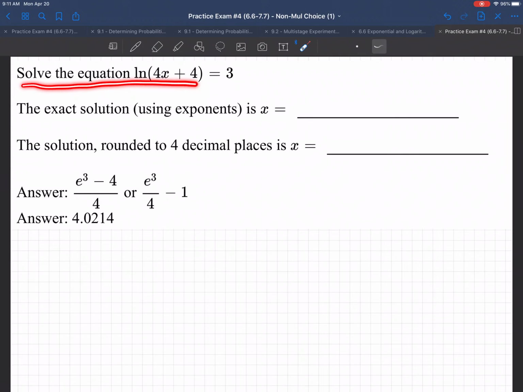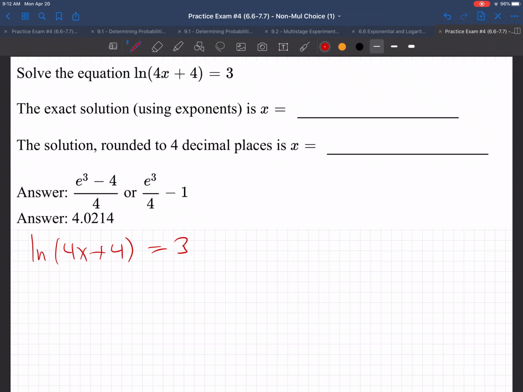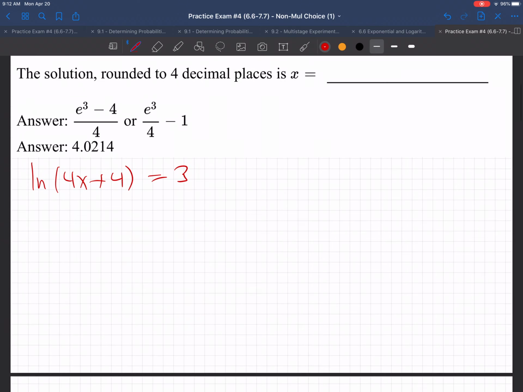Solve the equation, natural log of 4x plus 4 equals 3. So there's our question. Natural log of 4x plus 4 equals 3. Okay, so how do we solve logs?